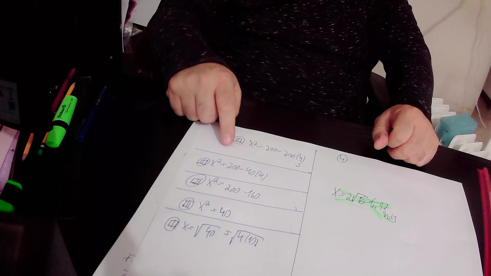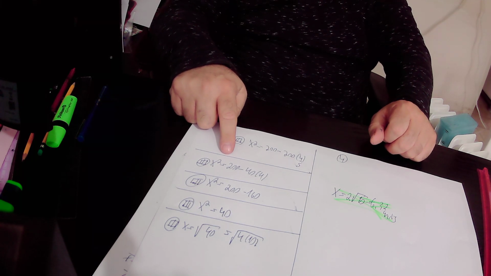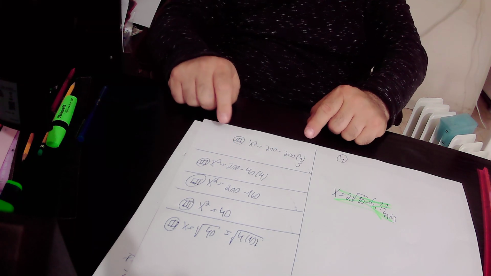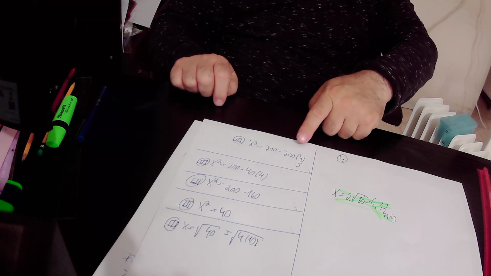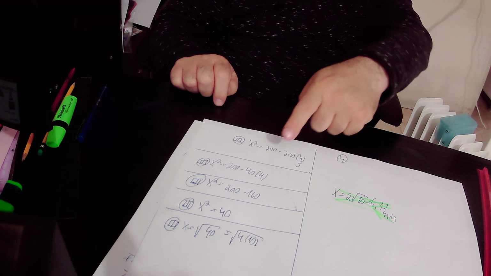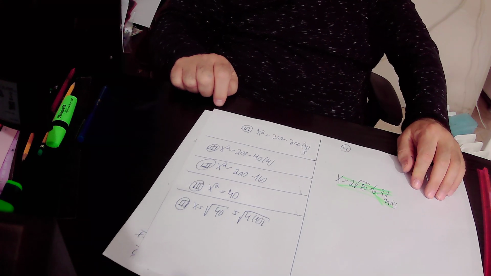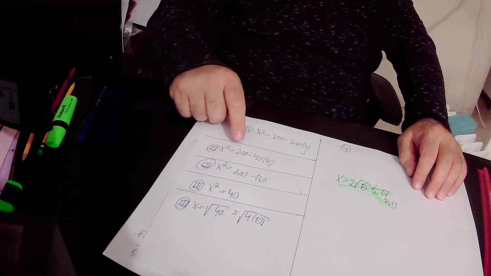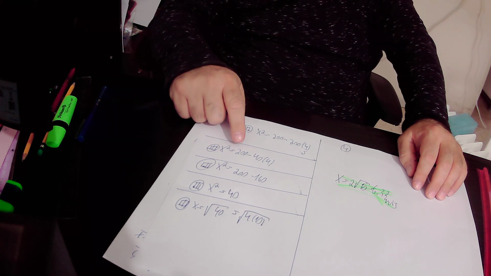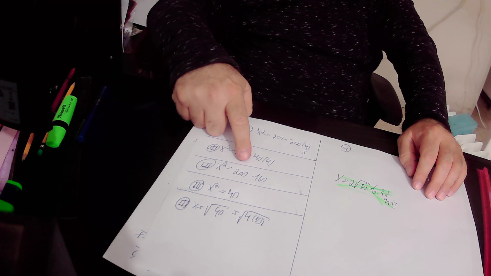So here x squared equals 200 minus 200 over 5, which is minus 40, so this expression equals minus 40 times 4. So according to equation number 3, x squared equals 200, and minus 40 times 4 is minus 160.